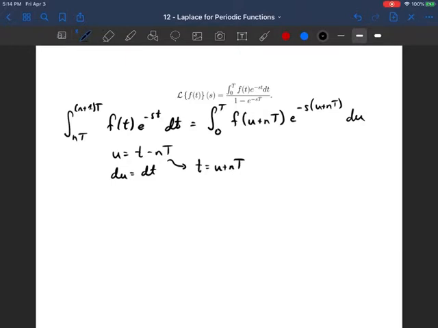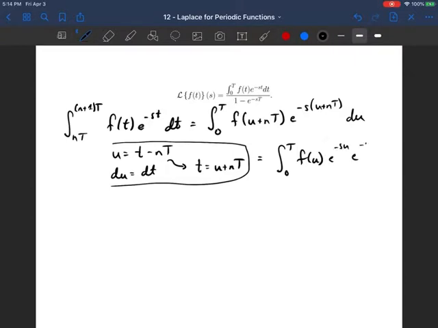All right, so what can we do with that? Well, we have a couple of things that we can do. So first of all, f of u plus nT is the same as f of u, because the function is periodic, it just repeats itself, so it doesn't matter which period we're on. So we go from 0 to T, f of u, and then we have e to the minus su, e to the minus s n T du, right, just by breaking up that exponential.